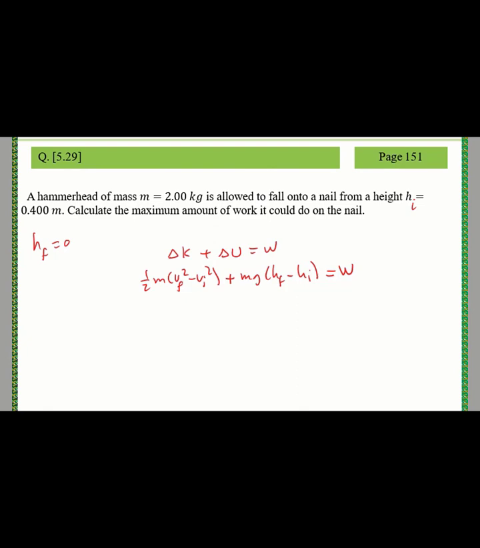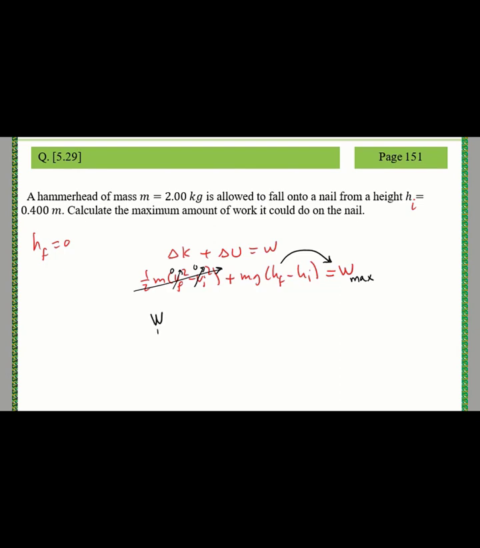Now, because it falls from rest, V initial equals 0, and after collision with the nail, V final is 0. So delta kinetic energy is 0. If the work is to be a maximum, all the potential energy is converted to work. If the work is not maximum, we have some amount of kinetic energy left. So we say that this work is a maximum.